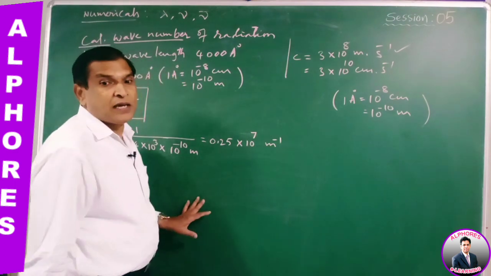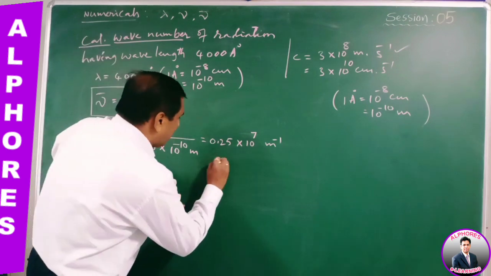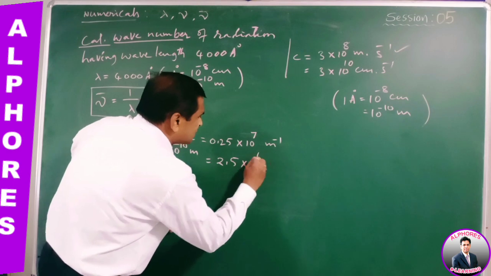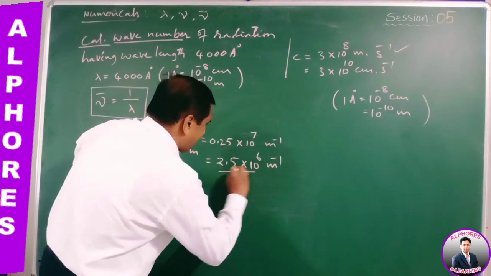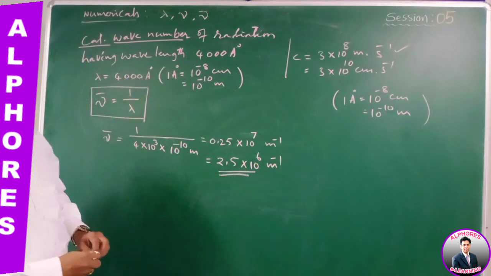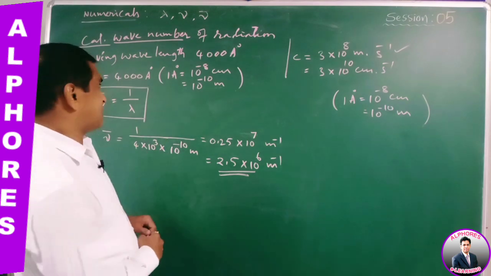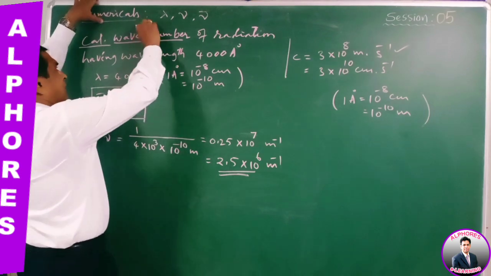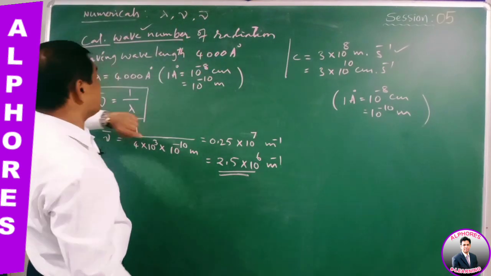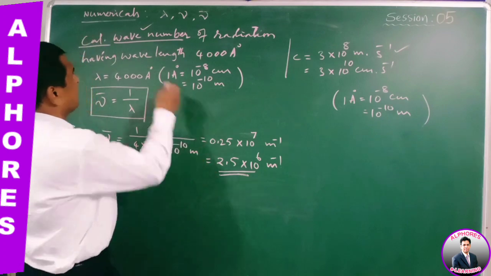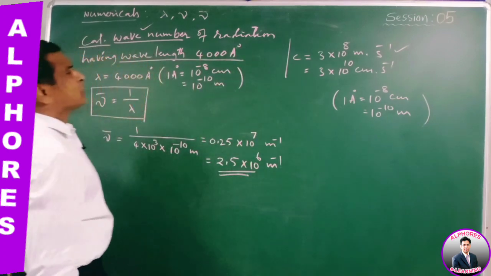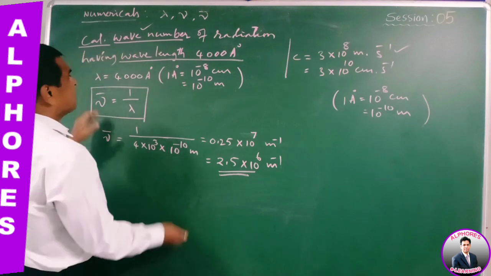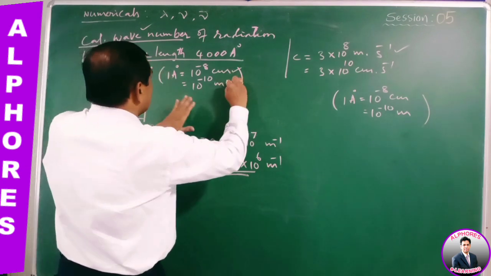So we can say it is 2.5 into 10 to the power 6 meter inverse. This is the wave number of the electromagnetic light. Okay, in this problem, we have to calculate the wave number of the electromagnetic radiation having wavelength, how much is it given? It is 4000 angstroms. So lambda is 4000 angstroms, and we know the centimeters and meters.